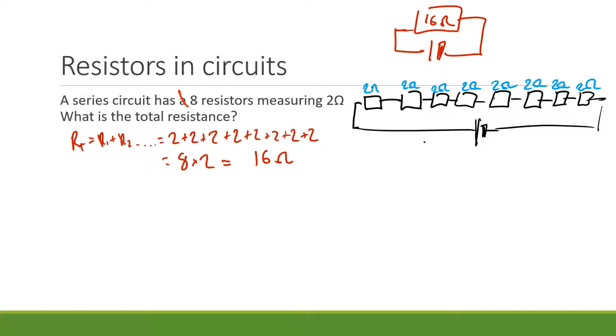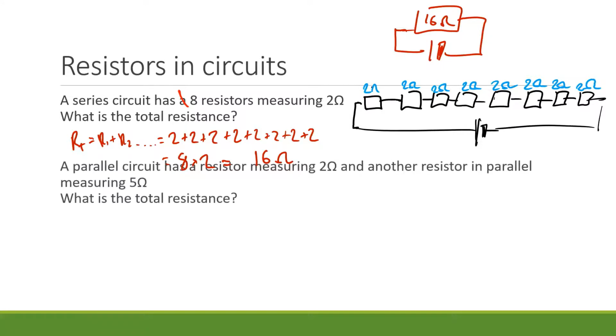Now, before we move on to actually looking at some real series circuits, let's do another quick little word equation. A parallel circuit has a resistor measuring 2 ohms and another resistor in parallel measuring 5 ohms. What is the total resistance?